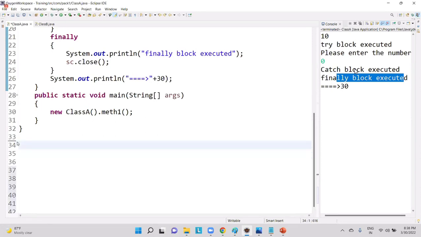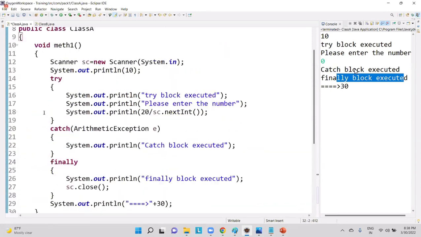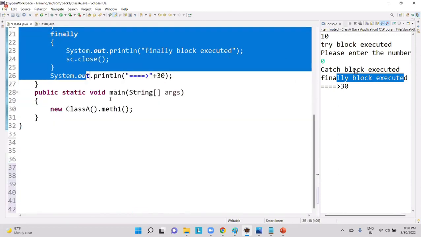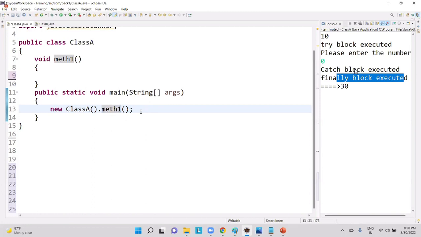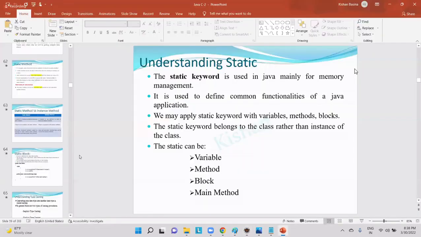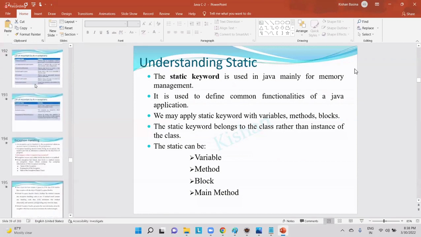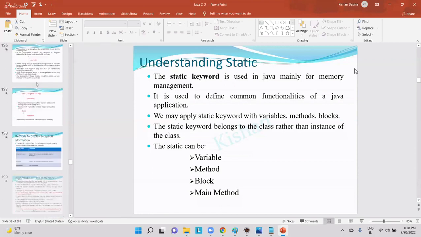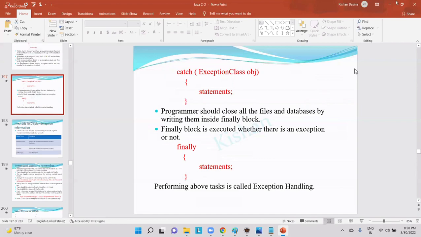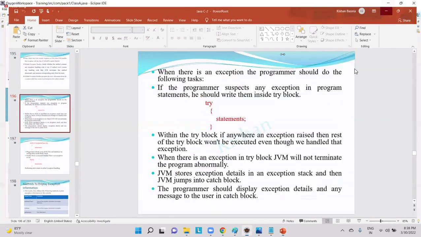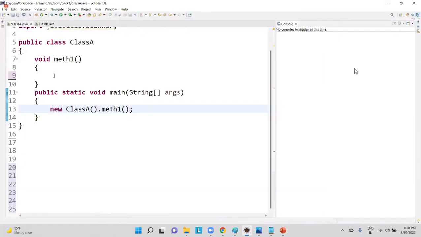Okay, now I'm removing this. Let me remove all these particular concepts also. Okay. So, guys, right now you know how to handle an exception. For example, guys, let me try to write a method.